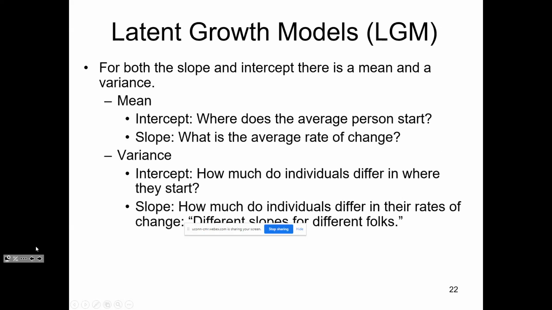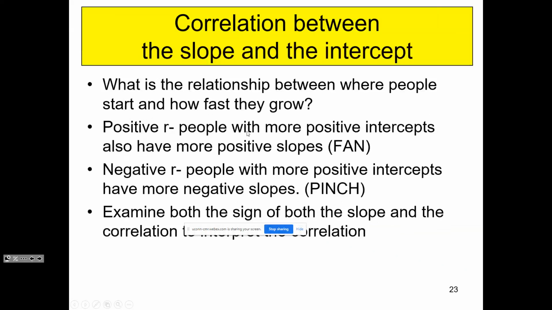And the variance in the intercept says how much do people differ from each other in terms of where they start? And the slope variance is telling me how much do people differ from each other in terms of their rates of change. So these 4 parameters, the parameters that deal with the latent variables in these latent growth models, are the most interesting. Then there's also the covariance between the slope and the intercept.